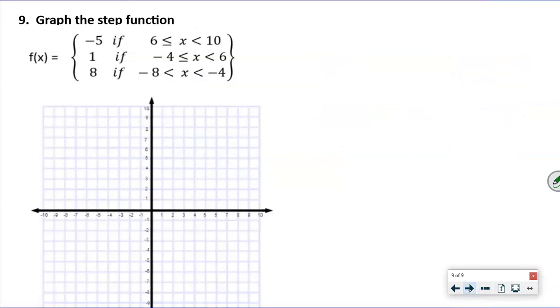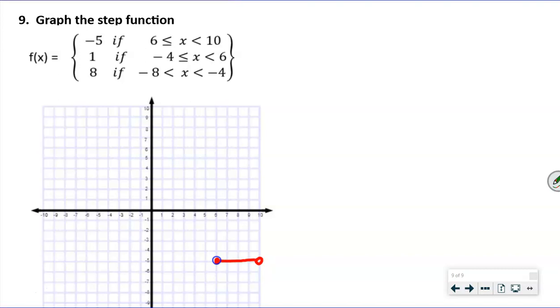All right, our final question says graph the step function. So this one is at -5, so -5 is down here between 6 and 10. So this is 6 here with a solid dot because it's greater than or equal to, and this one is 10 and it's an open dot because it's less than.